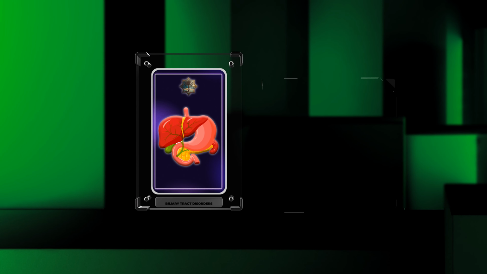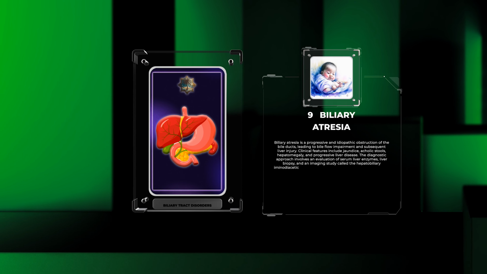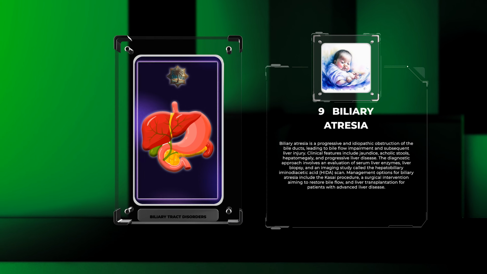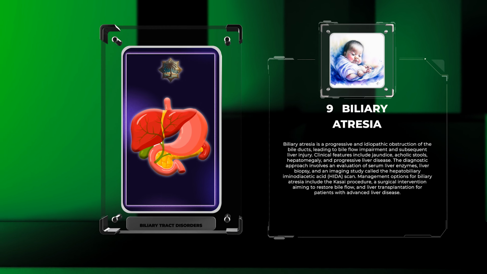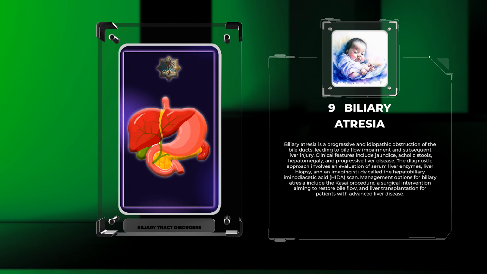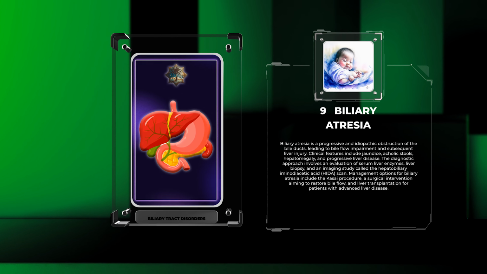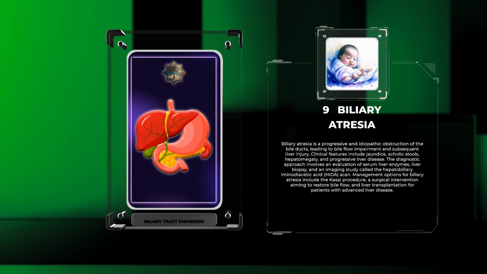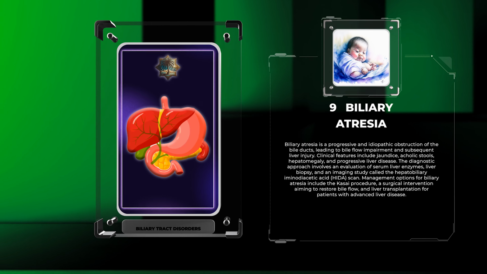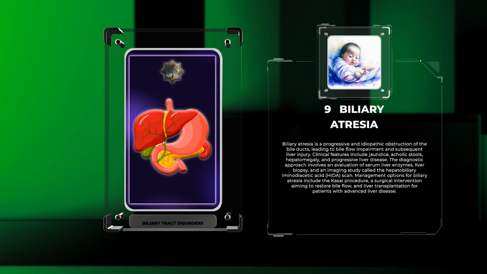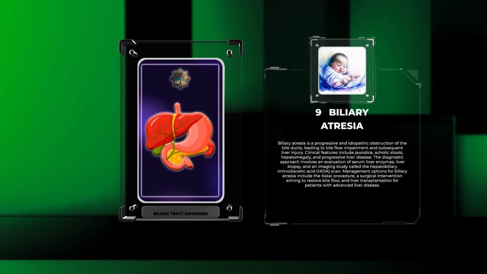Biliary atresia is a progressive and idiopathic obstruction of the bile ducts, leading to bile flow impairment and subsequent liver injury. Clinical features include jaundice, acholic stools, hepatomegaly, and progressive liver disease. The diagnostic approach involves an evaluation of serum liver enzymes, liver biopsy, and an imaging study called the hepatobiliary iminodiacetic acid, HIDA, scan. Management options for biliary atresia include the Kasai procedure, a surgical intervention aiming to restore bile flow, and liver transplantation for patients with advanced liver disease.